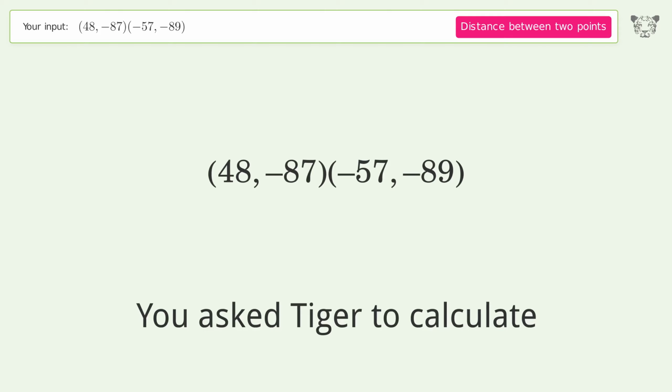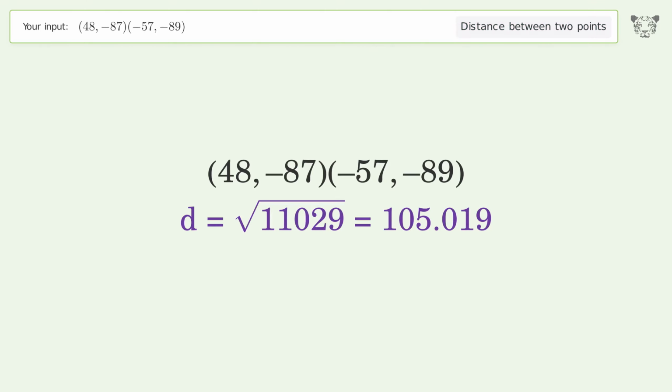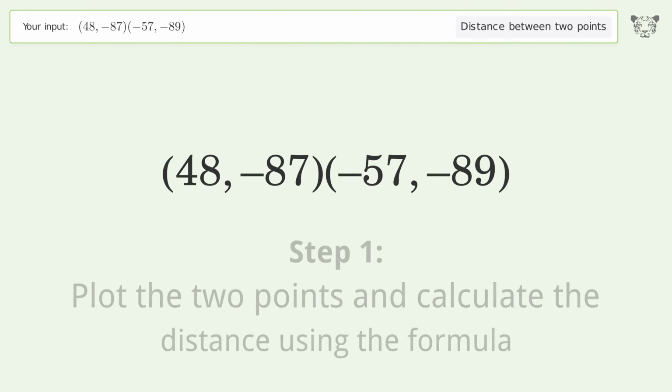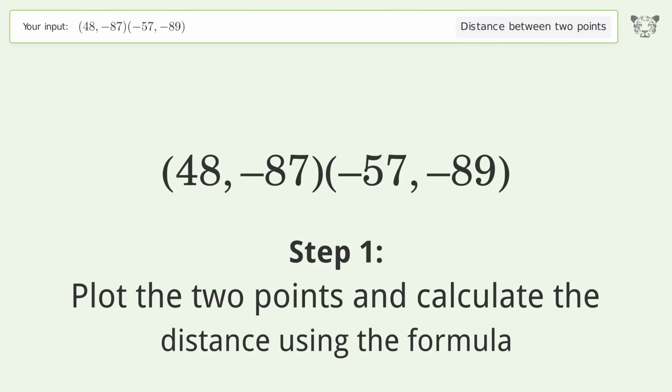You ask Tiger to calculate. This deals with the distance between 2 points. The distance between the 2 points is the square root of 11,029 or 105.019. Let's solve it step by step. Plot the 2 points and calculate the distance using the formula.